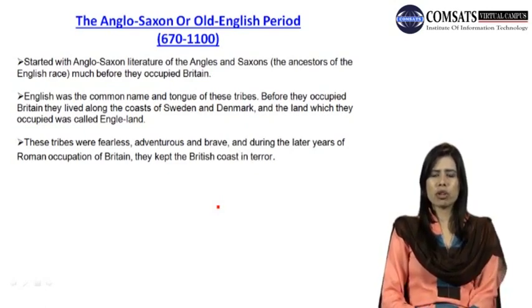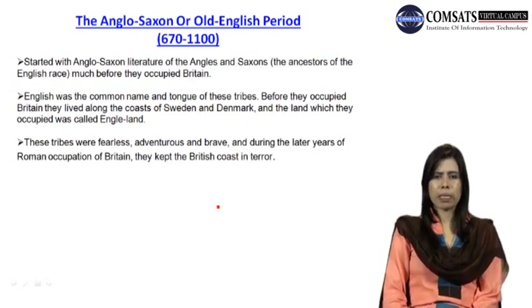The Anglo-Saxon or Old English period was the first period in the history of English literature. That period started in 670 and ended in 1100. So this is again a very long period in the history of English literature. I'll tell you the importance of this period in the development and growth of English literature.